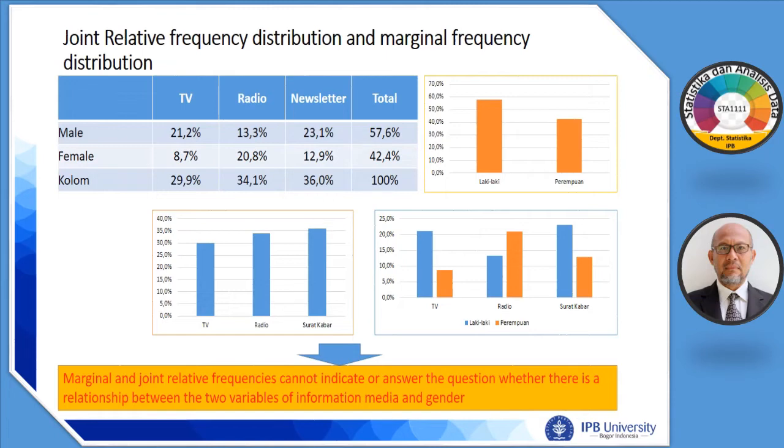So marginal and joint relative frequencies cannot indicate or answer the question whether there is a relationship between the two variables of information media and gender. This is just description. But how about the relationship? Is there a relationship or not? This is just an indication. We cannot conclude whether there is an association between information media and gender. Okay.